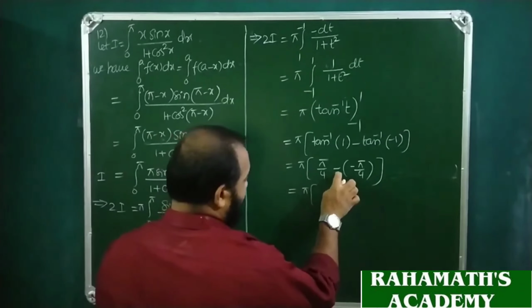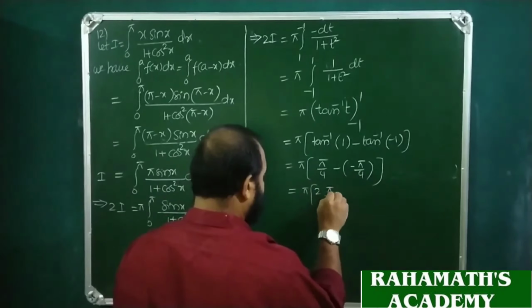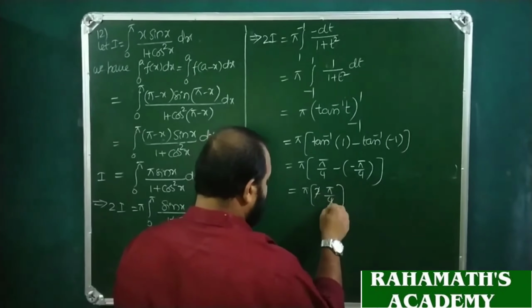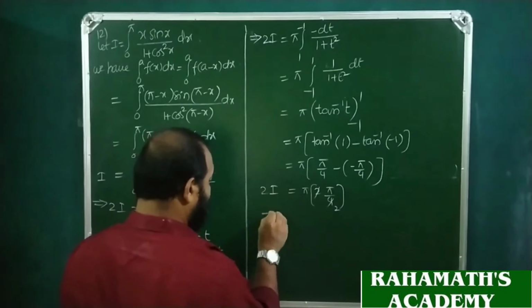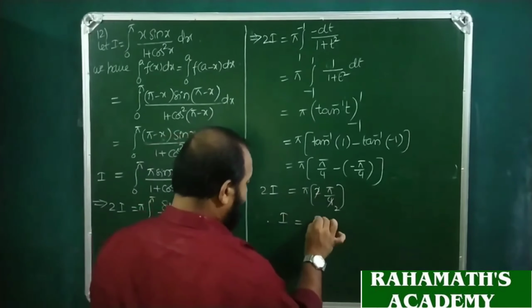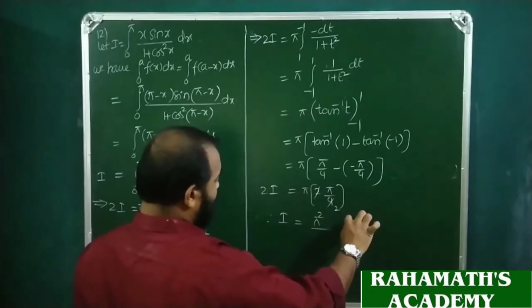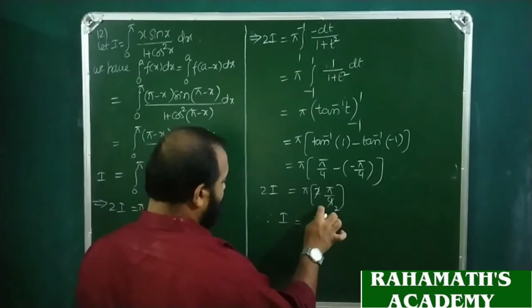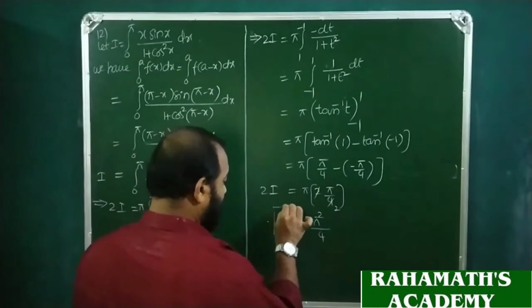Now pi into minus of minus is plus. So pi by 4, pi by 4, 2 into pi by 4. So this will cancel the 2. So 2I is equals to pi square by 2. Therefore I is equals to pi square by 2 transposed, so divided by 2 here. Already 1 by 2 is there. 2 2s are 4, so I is pi square by 4.